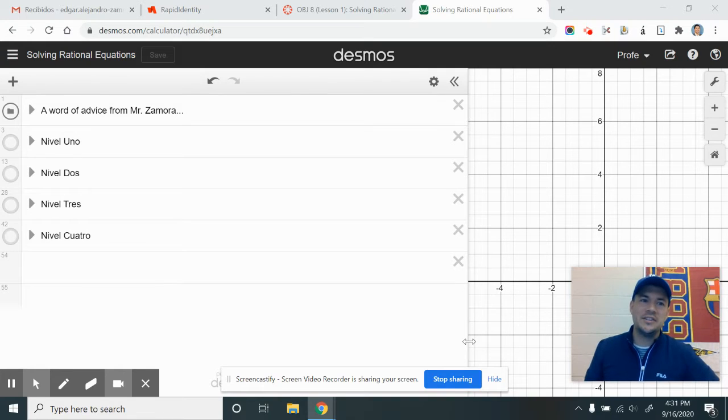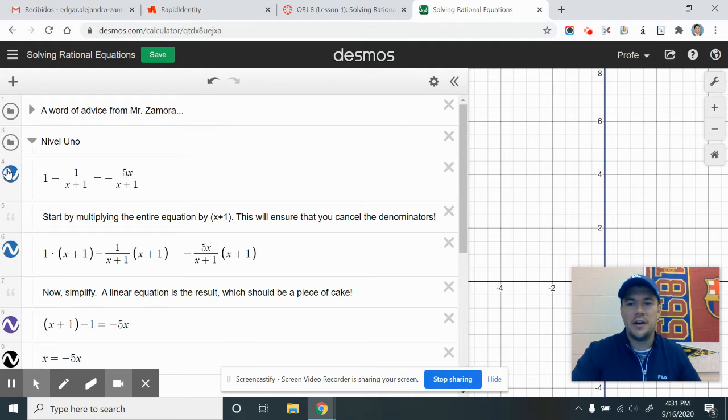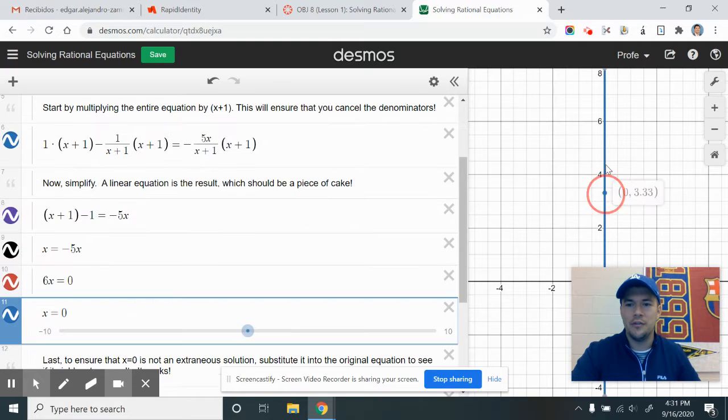Hi, everyone. Let's get started with solving rational equations. So the first thing I'm going to say is when you first experience one of these, you're going to find that Desmos is going to graph a vertical line for you, which is actually the solution.